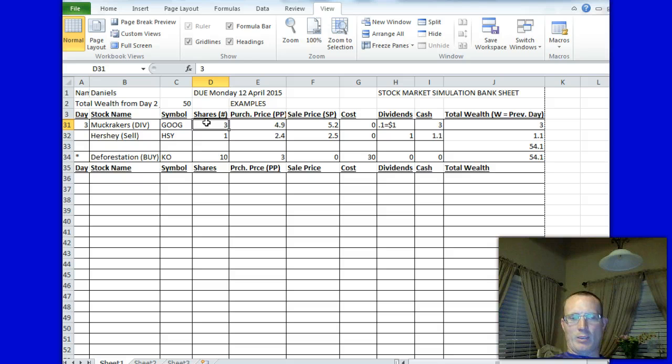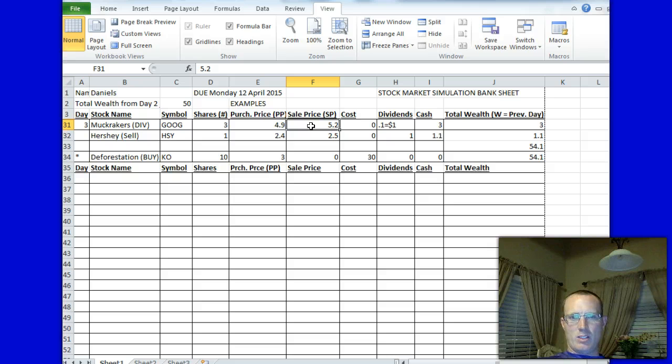Shares, I had 3 shares of muckrakers or Google. I bought those 3 shares on day 2. The purchase price on day 2 was $4.90. The sale price, if I was going to sell it today, would be $5.20.